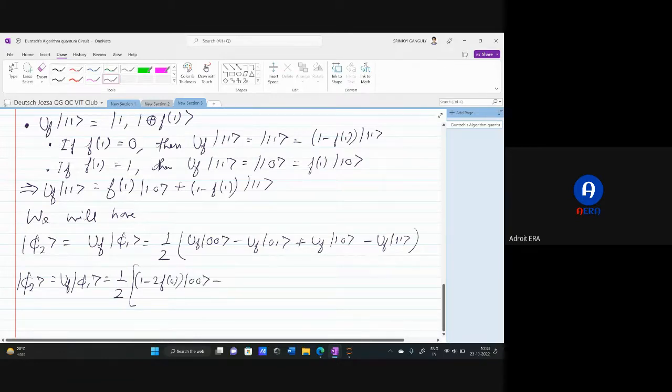Ket 0 0, this is the result which you are going to achieve. Then 1 minus 2 f of 0 times ket 0 1, plus 1 minus 2 f of 1 times ket 1 0, and minus, I'm going to write it here because of the lack of space, 1 minus 2 f of 1 ket 1 1. This is the generalized result for phi 2 after applying the oracle.